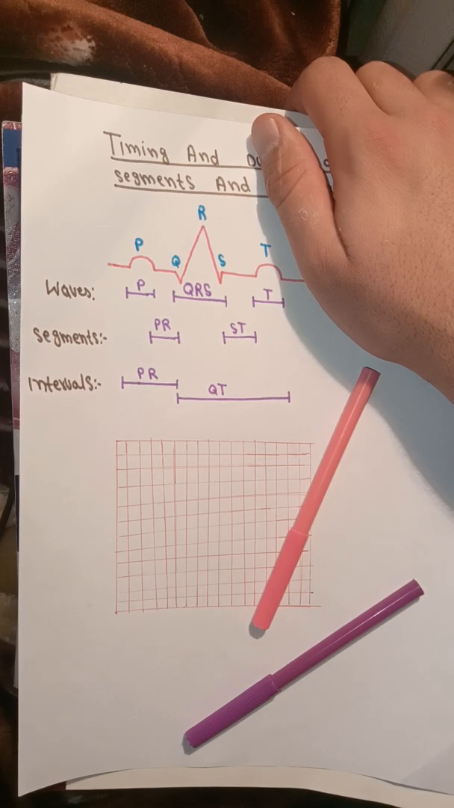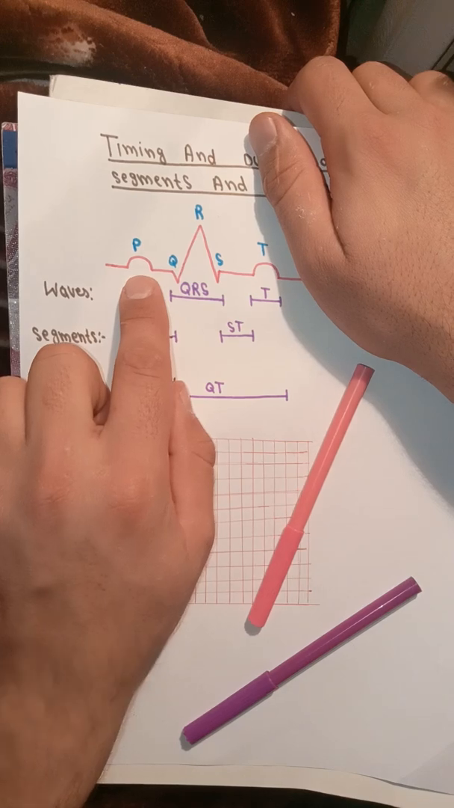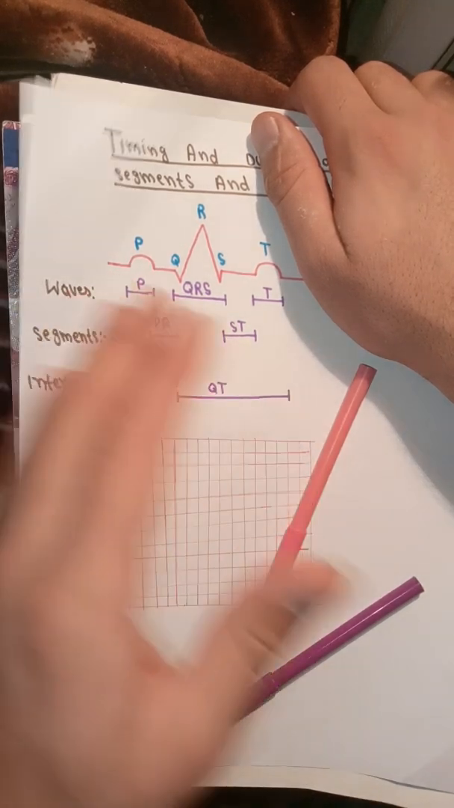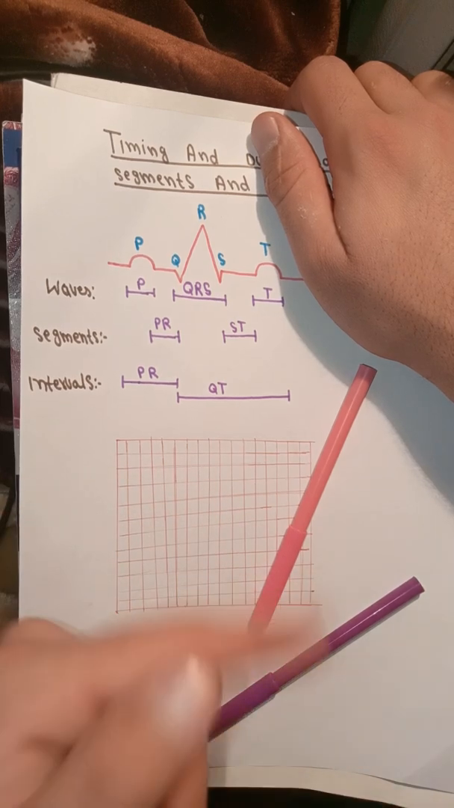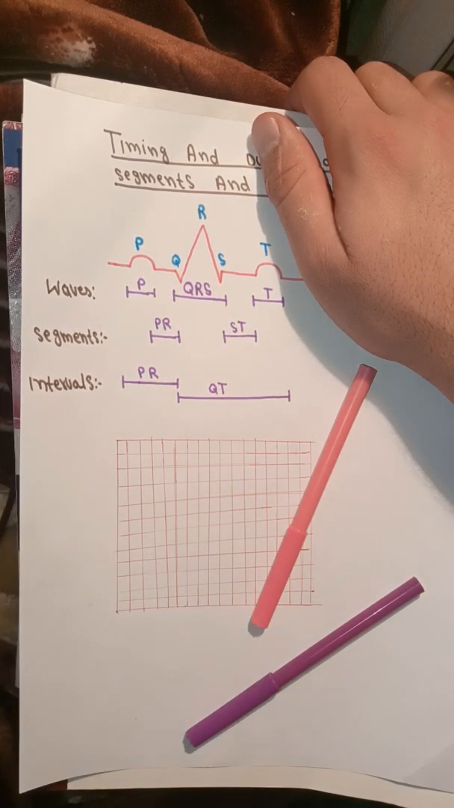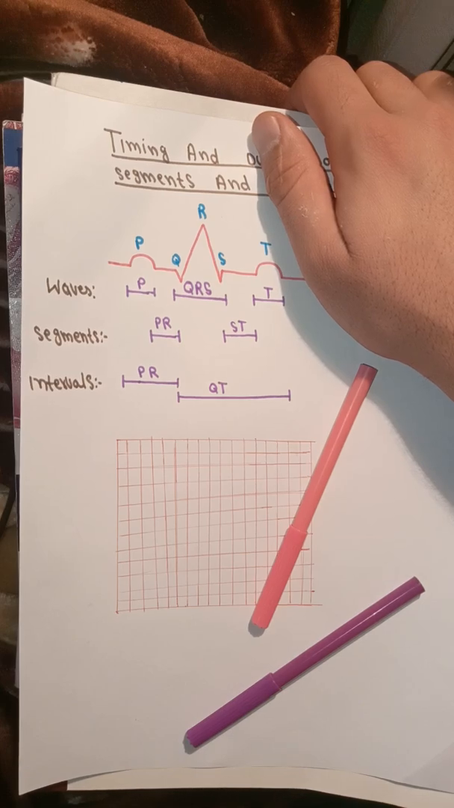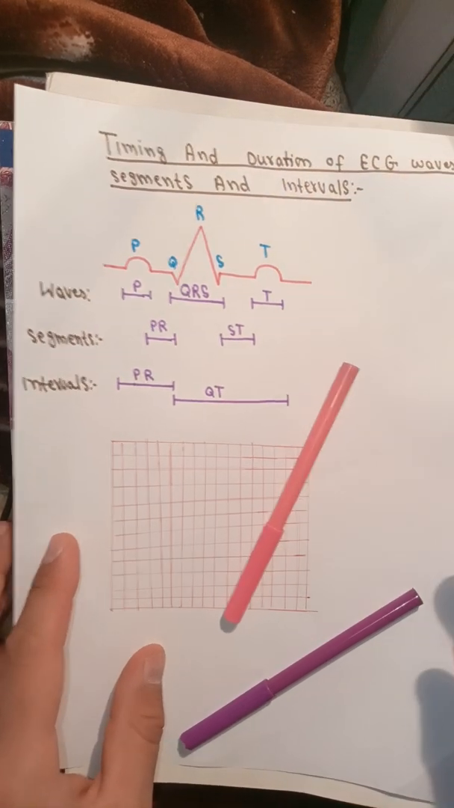So these are waves, segments, and intervals. What P represents, atrial depolarization, and so on, all this I have discussed at the beginning of the chapter lecture. Now here we are going to discuss the different time durations taken by the intervals.